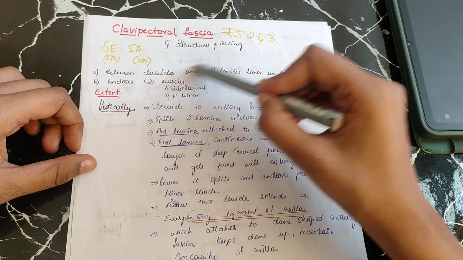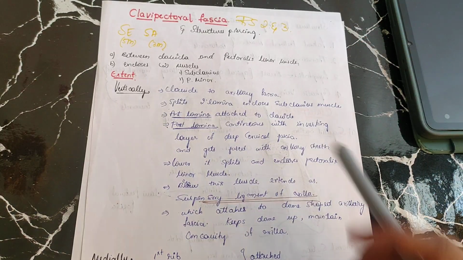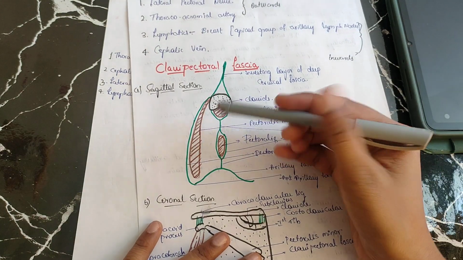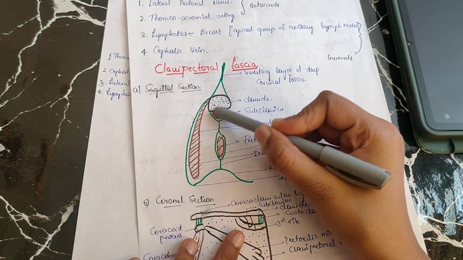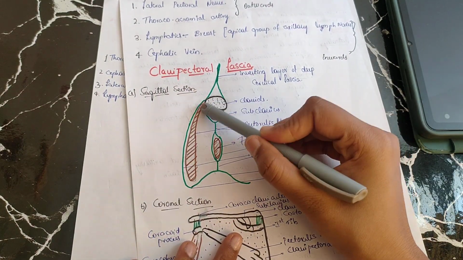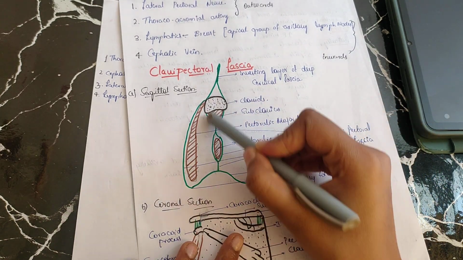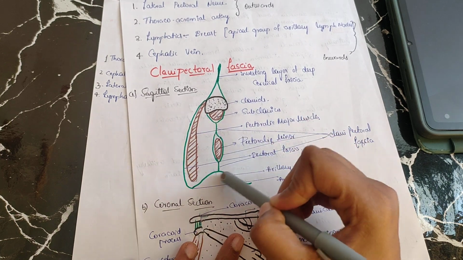It extends from the clavicle above to the pectoralis minor muscle, and it encloses two muscles, subclavius muscle and pectoralis minor muscle. You can see here this encloses subclavius. Sub means below, clavius means clavicle, so the muscle below the clavicle will be subclavius muscle, and pectoralis minor muscle. It encloses these two muscles. This is the clavipectoral fascia.